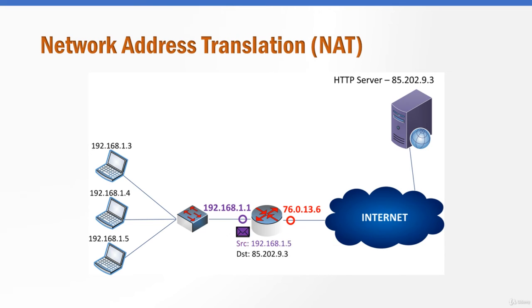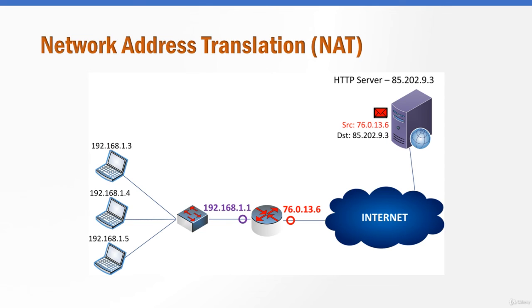So the source IP address changes from the private IP address to the public IP address. And then this packet is routed through the internet, and finally, when it reaches the HTTP server, it only sees the public IP address, and it's going to be the same public IP address whether the packet is sent by the top computer, the middle computer, or the bottom computer in this example.